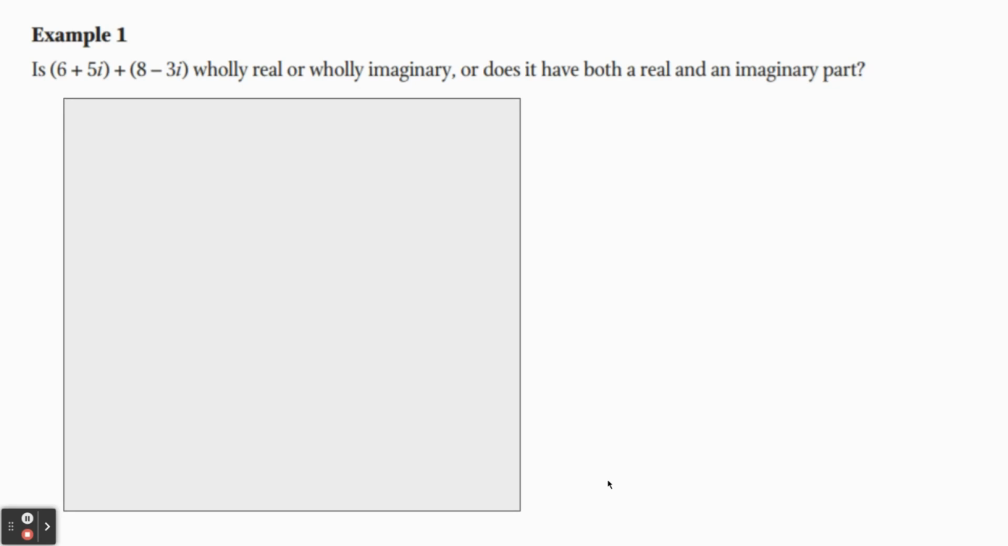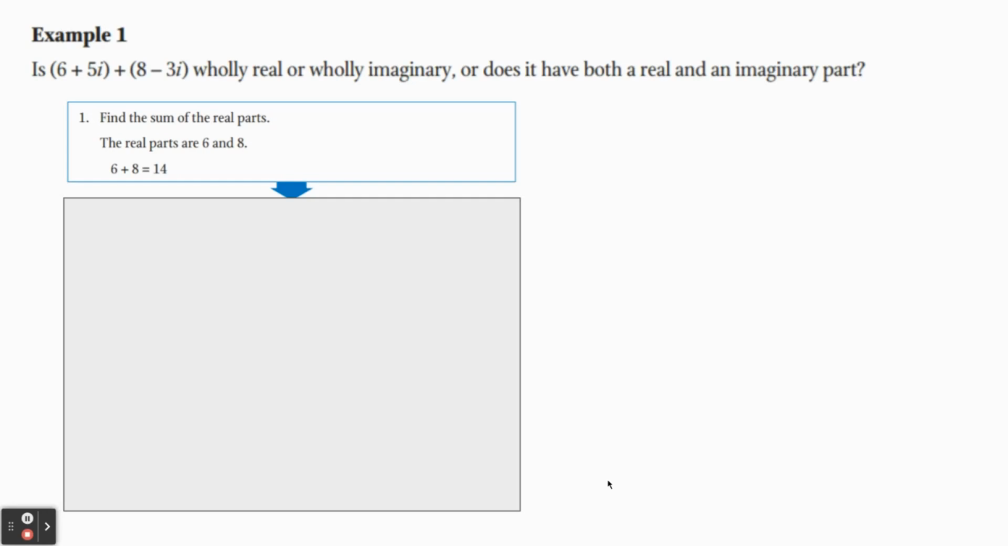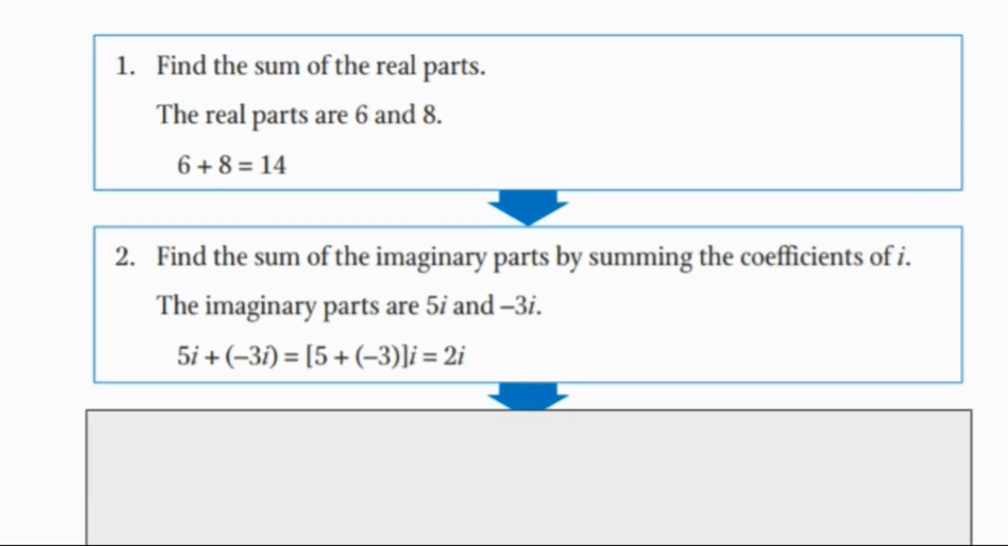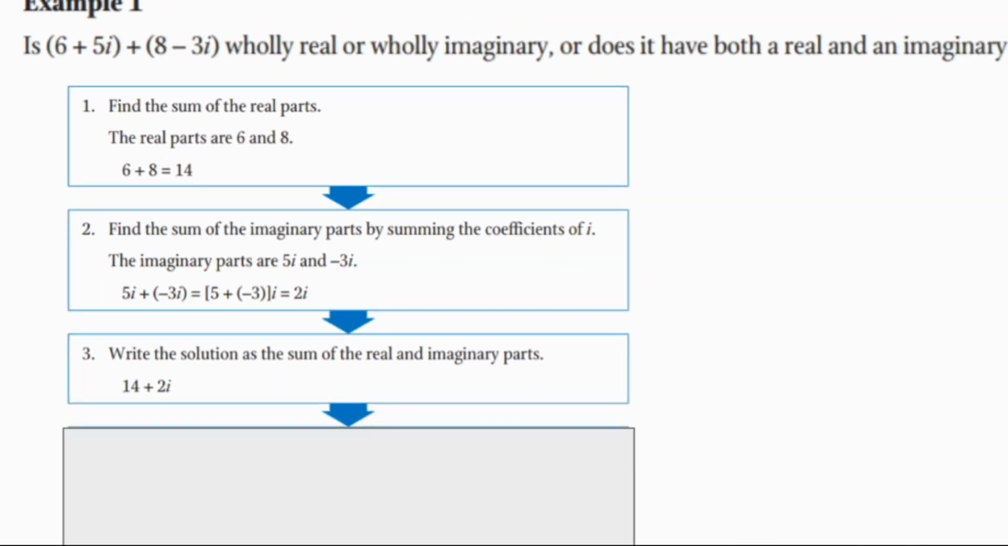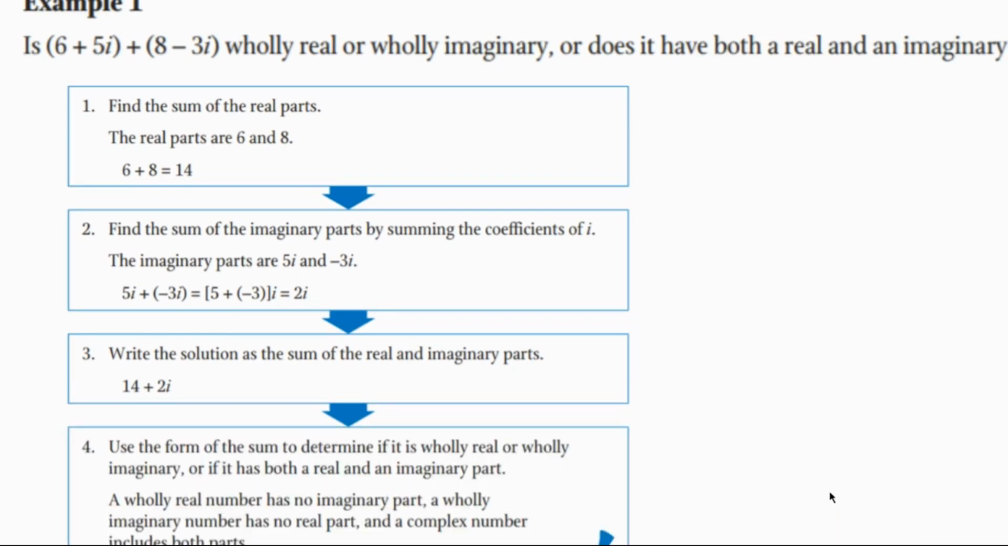Example 1 says, is quantity 6 plus 5i plus a quantity of 8 minus 3i wholly real or wholly imaginary? Or does it have a real and an imaginary part? Well, just like the polynomials, as I said, combine like terms. So let's combine the 6 and the 8. You get 14. Well, what about the imaginary? You'll get 5i, and then you have negative 3i, which is going to simplify to 2i. So your final answer is going to be 14 plus 2i. It has a real component of 14 and then an imaginary component of 2i.